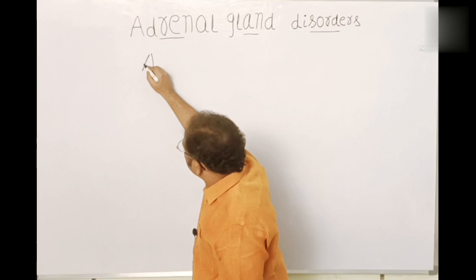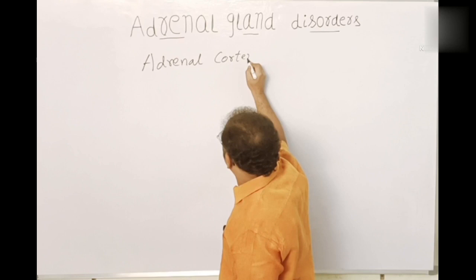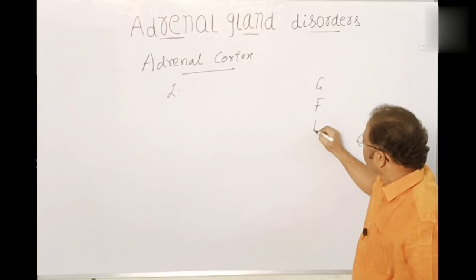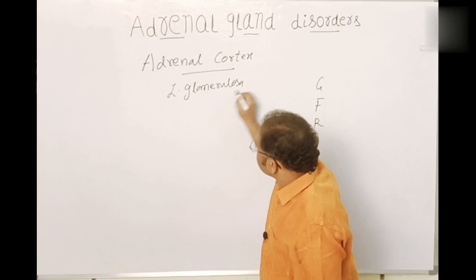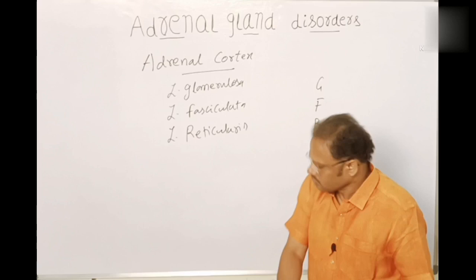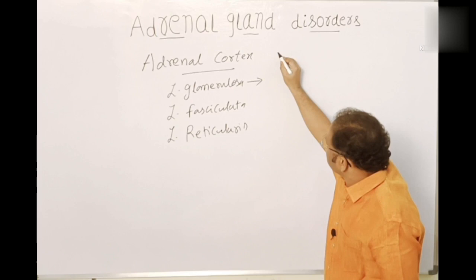Disorders of adrenal cortex. The adrenal cortex is the outer part and contains the three zones I told you. What is the code to remember here? GFR, isn't it? Zona glomerulosa, zona fasciculata, and zona reticularis. All these release the corticoids. Corticoids means steroid hormones, I discussed already.